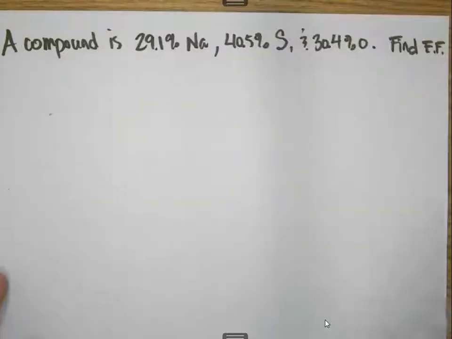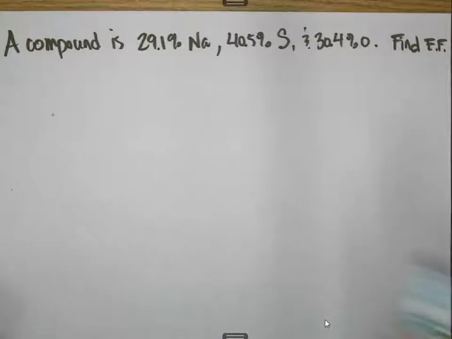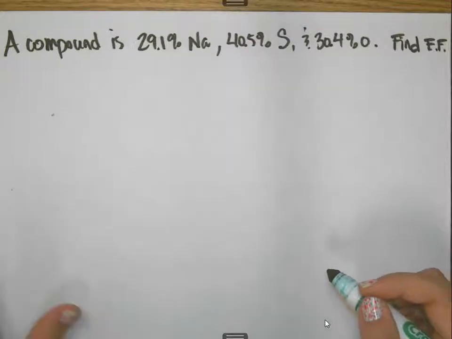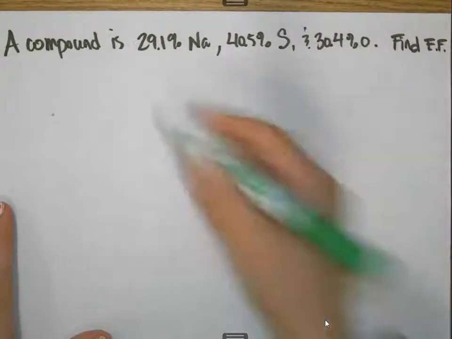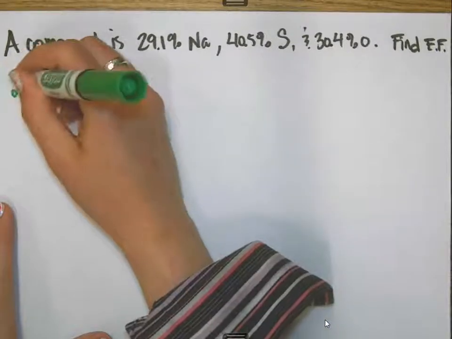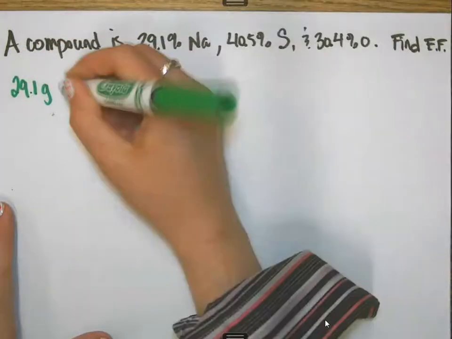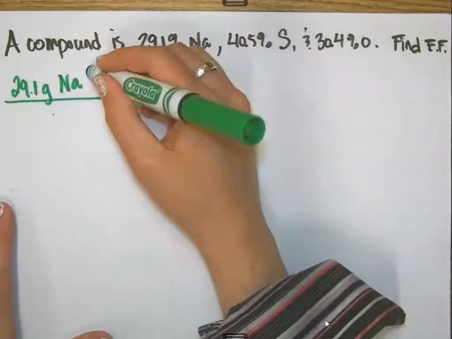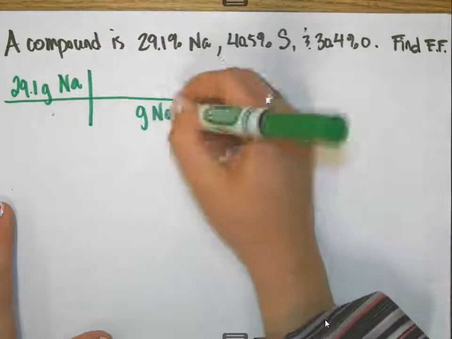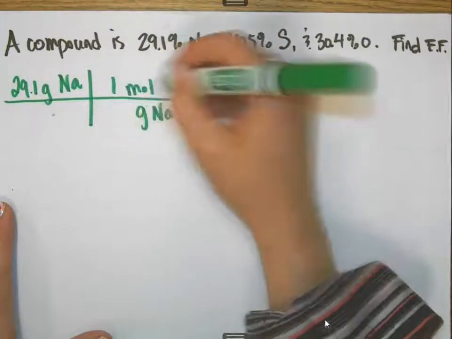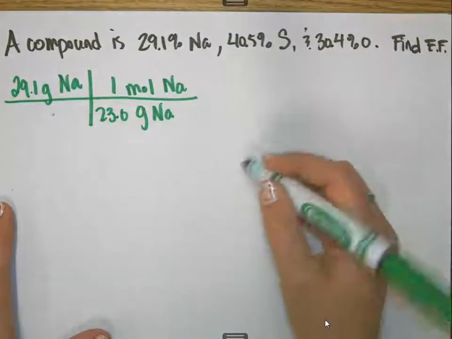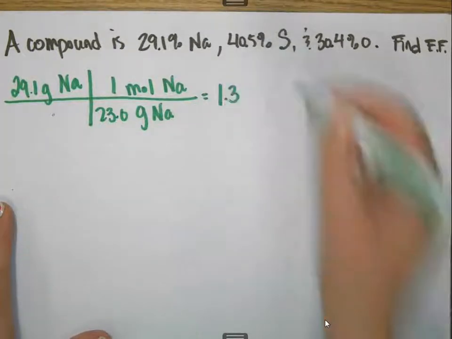Here's my second example. A compound is 29.1% sodium, 40.5% sulfur, and 30.4% oxygen. We're going to find the empirical formula. So we're going to assume again that these are the numbers of grams. So I've got 29.1 grams of Na. I'm going to convert that to moles of Na. In 1 mole of sodium, there are 23.0 grams. Well, that comes out to be 1.3 moles.